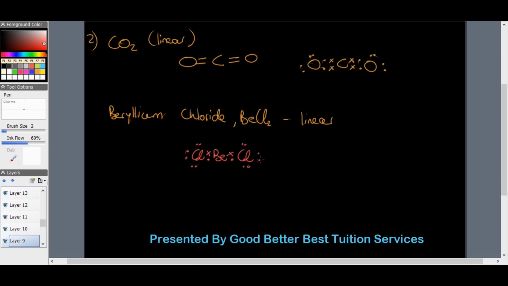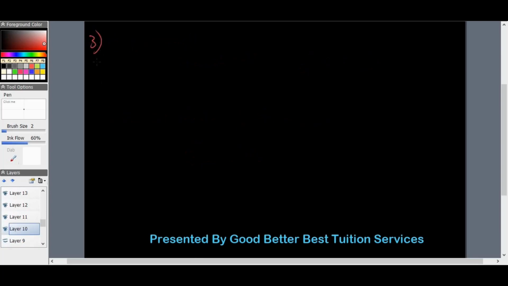There are other shapes, of course. We've explained the bent or angular, and we've also explained the linear. There are still another three more. So to continue with those, the third one I want to use as an example is boron fluoride. Let me see if I'm spelling fluoride correctly. Yes, I am. The boron fluoride molecule, which is BF3. So three fluorines bonded to one boron. And this shape is known as trigonal.